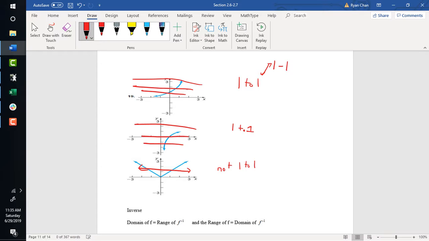Why? Because if you notice, it crosses 2 points. Okay? And remember, it doesn't matter if it happens just once or multiple times. It doesn't matter if it crosses 2 or 20 points. It's automatically not 1-to-1. Okay?